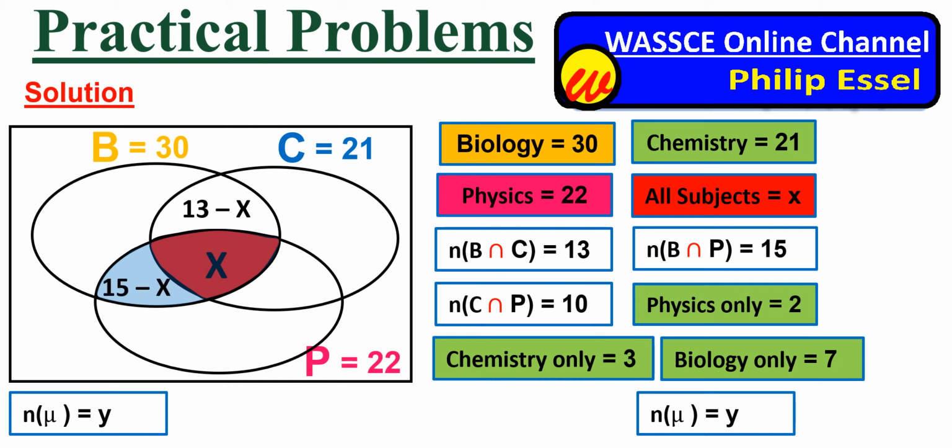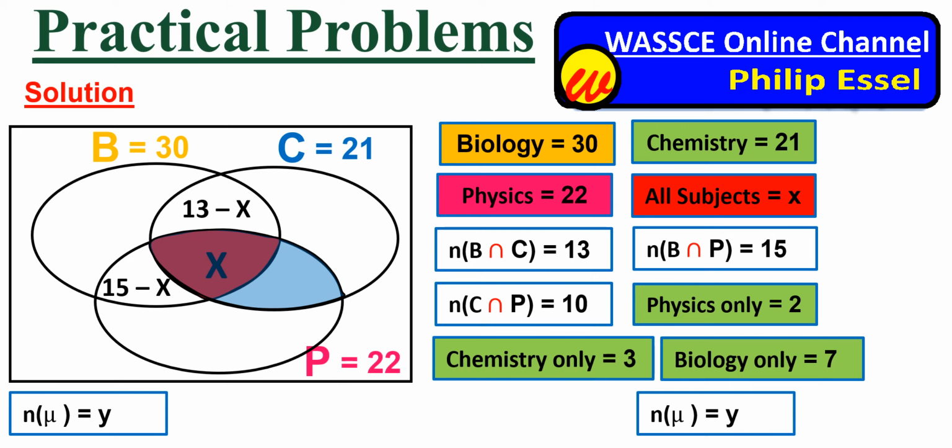Next, we'll be looking at chemistry intersection physics, which is equal to 10. First, this is the region that represents chemistry intersection physics. There are 10 students in this region. The Venn diagram also shows that there are two regions in this region.